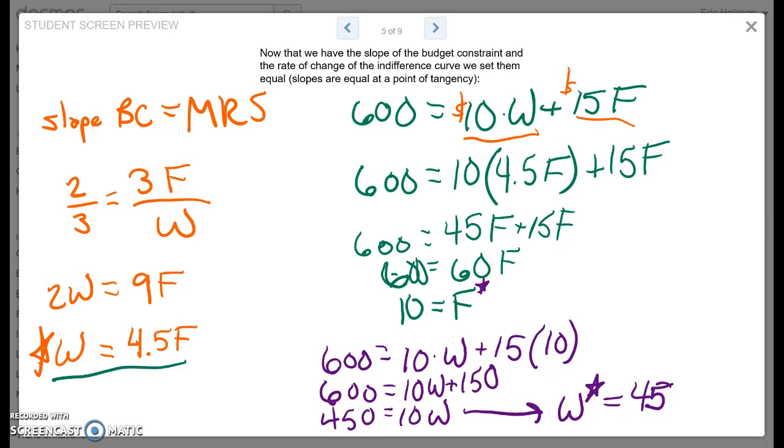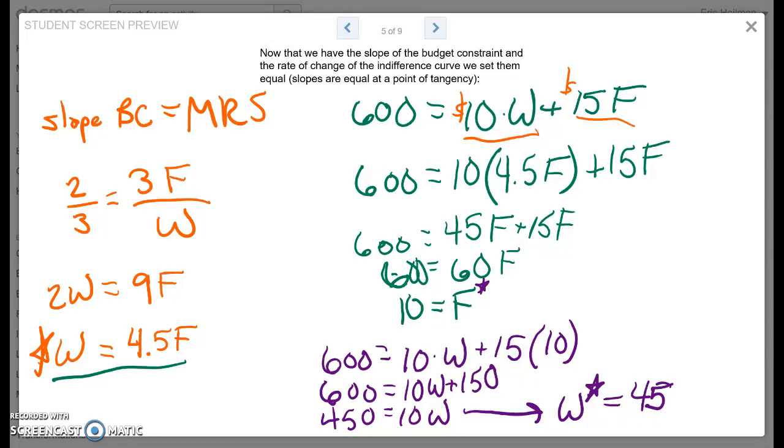Okay, so I just did a little solving here. 10 times 4.5 is 45, so you get 600 equals 45F plus 15F. 45F plus 15F is 60F. Divide both sides by 60, and you get that the optimal amount of food to consume is 10 units. So a lot of times, in notation I use, if I put a star on it, that means the optimal amount. So F star means optimal amount of food is 10.